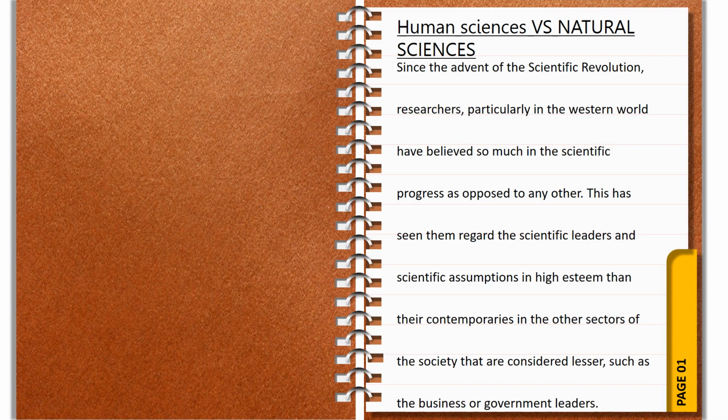Since our text type is essays, we have chosen a specific essay sample studied by third year human sciences students. This essay is titled Human Sciences versus Natural Sciences.